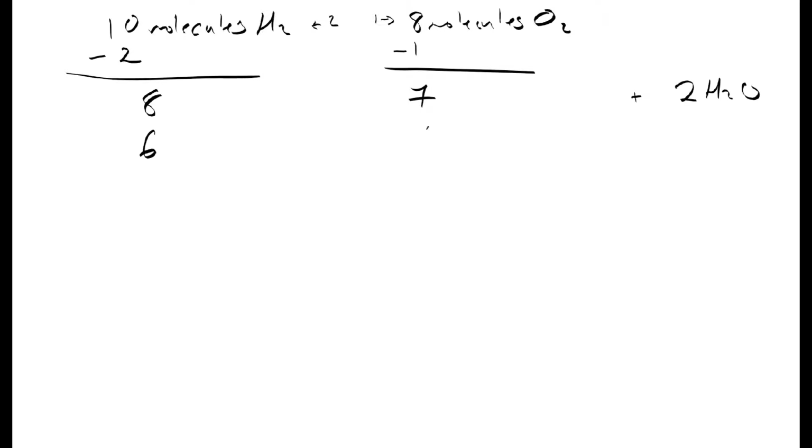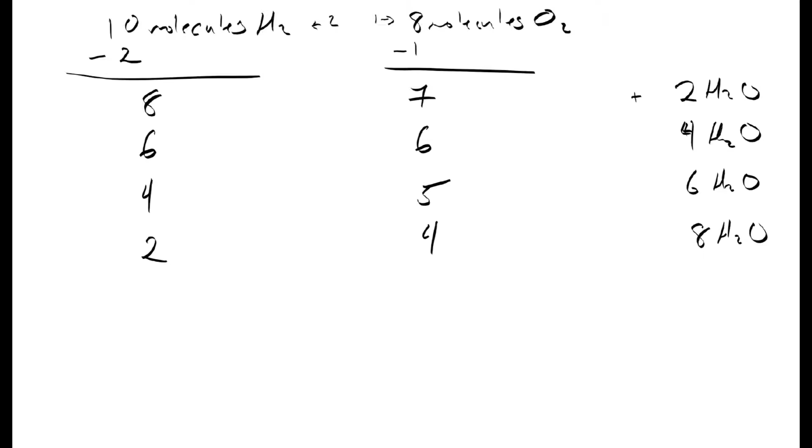Then 6 and 6 makes 4 H2O. 4 and 5 makes 6 H2O. 2 and 4 makes 8 H2O. Finally, 0 and 3 makes 10 H2O. So with 10 molecules of hydrogen and 8 molecules of oxygen, you can produce 10 molecules of water, and you'll have 3 molecules of oxygen left over. It's the exact same math if it were moles.